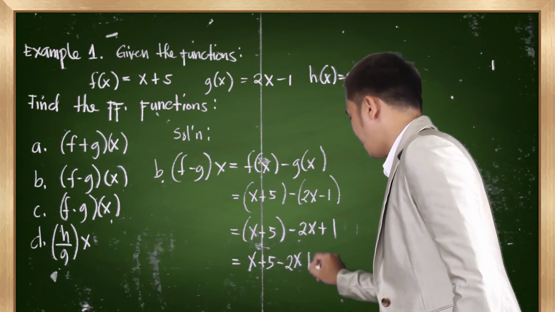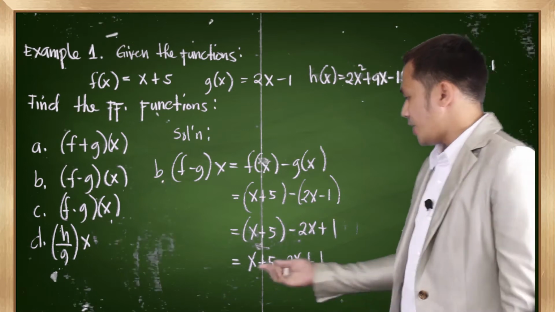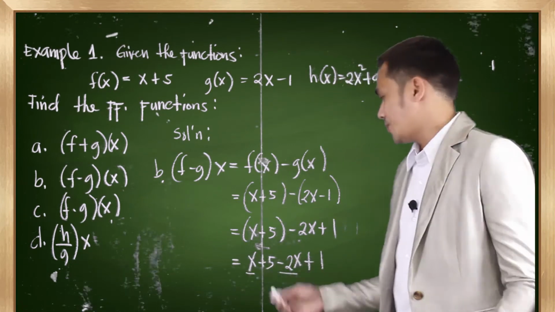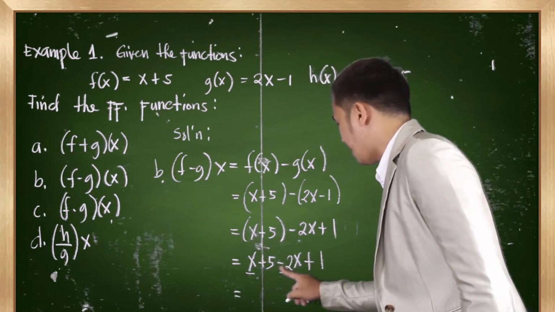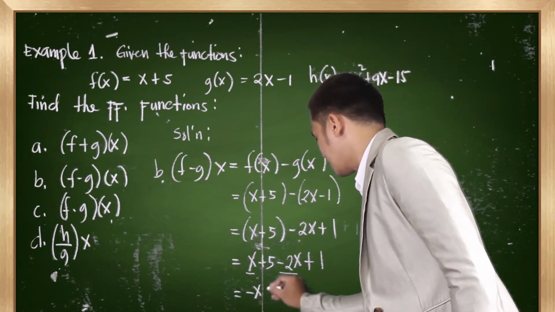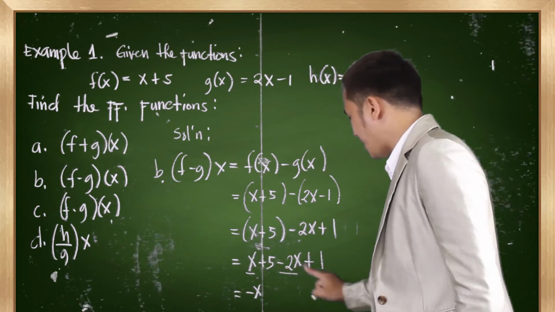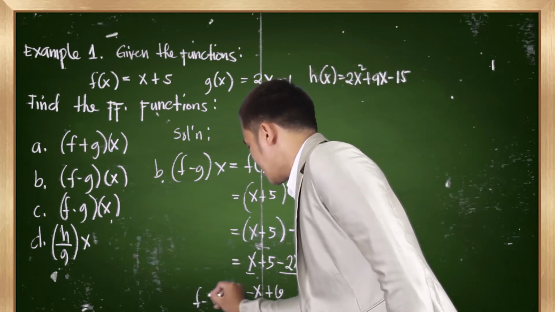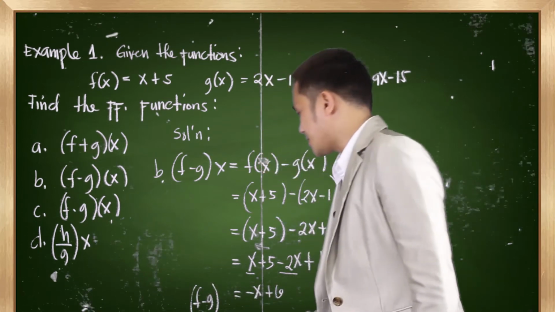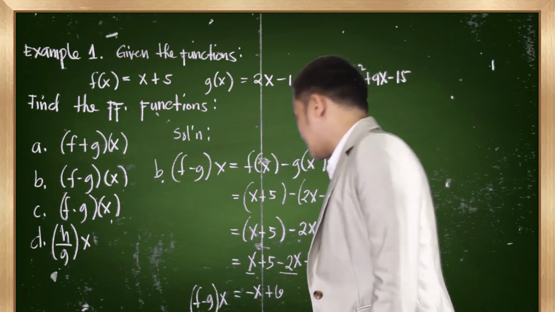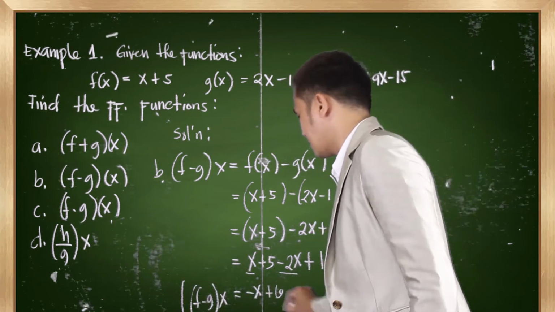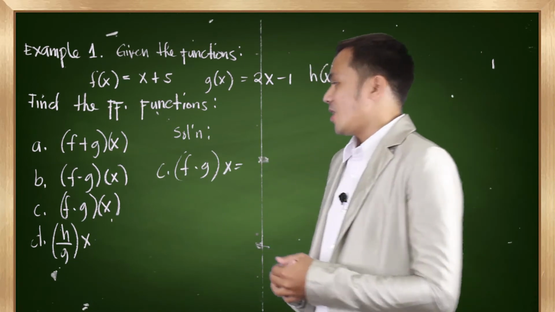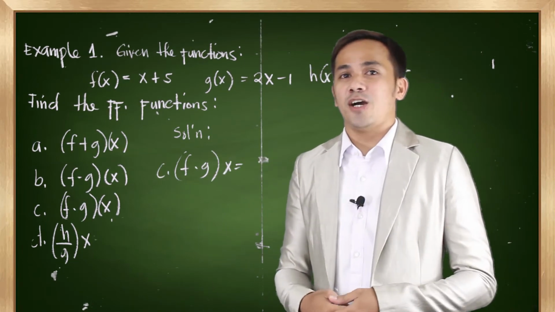minus 2x plus 1. Since we have similar terms here, x and negative 2x, we can combine the two. And that becomes x minus 2x is negative x. Positive 5 plus 1 is equal to positive 6. It means to say that the difference of the two functions f and g of x is equal to negative x plus 6.